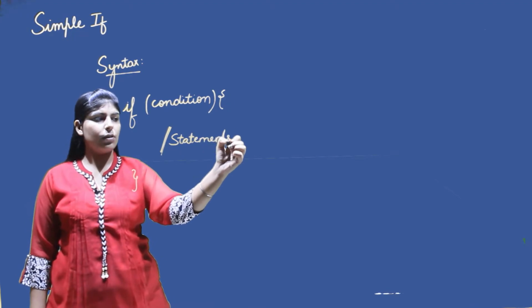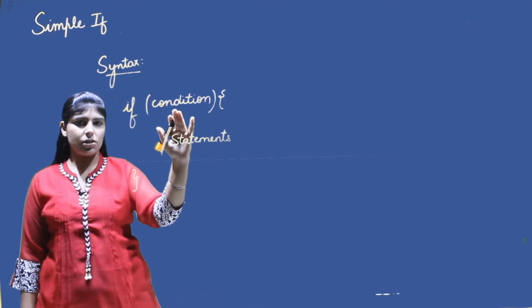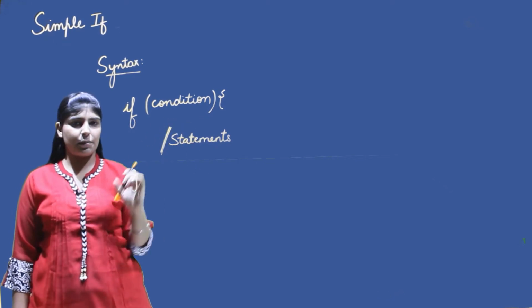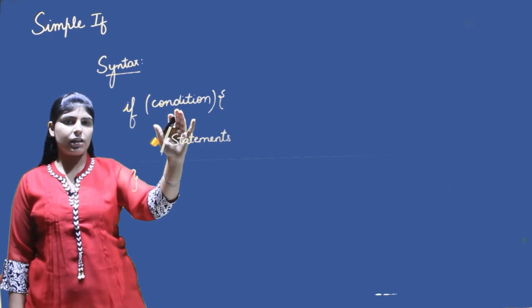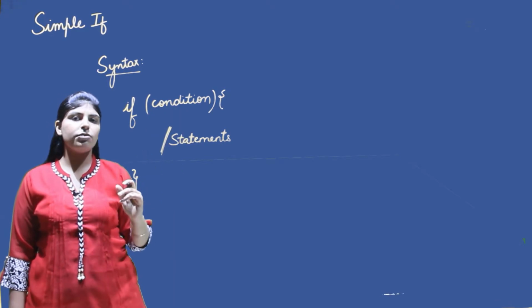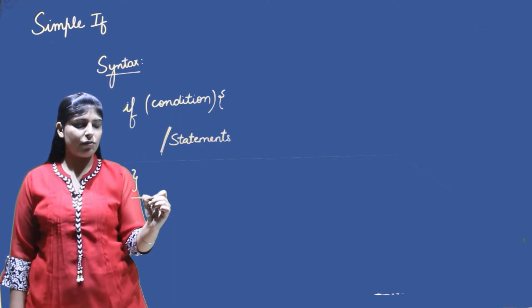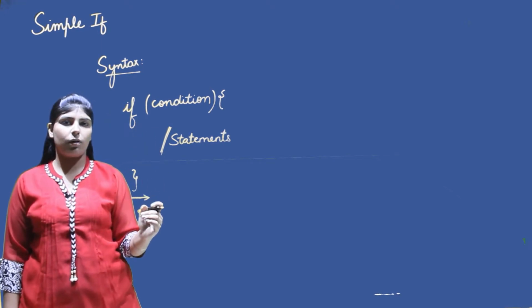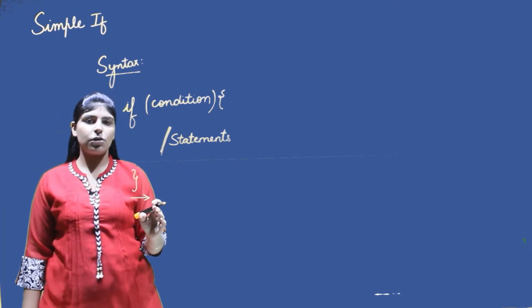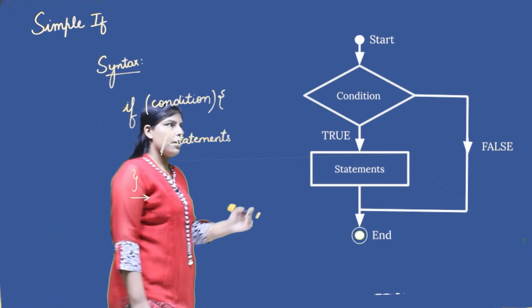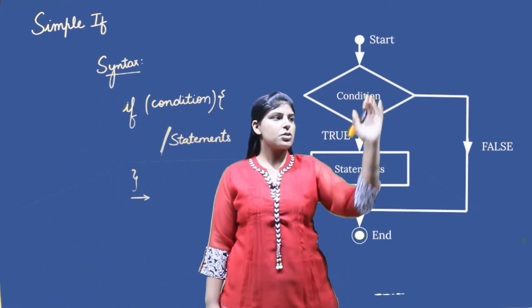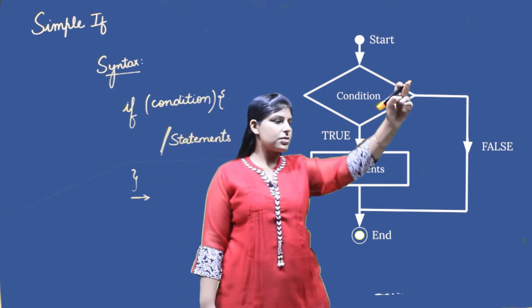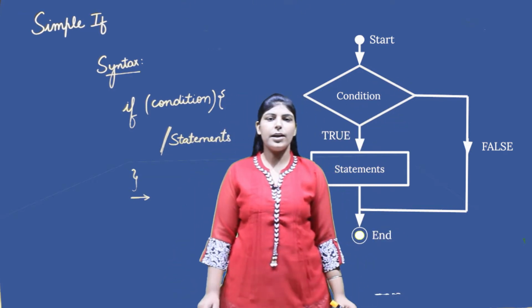How does it execute? First we check this condition. If this condition is true, we enter the if block and all these statements are executed. If this condition is false, the control of the program directly jumps out of the if block and comes to the next line which is subsequent to the if block. Let us understand the execution of this with the help of a flowchart. First we check the condition. So if it is true, we execute the statements inside the if block. If it is false, we directly come out of the if block.